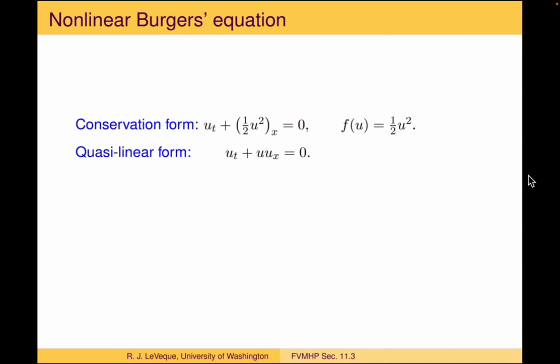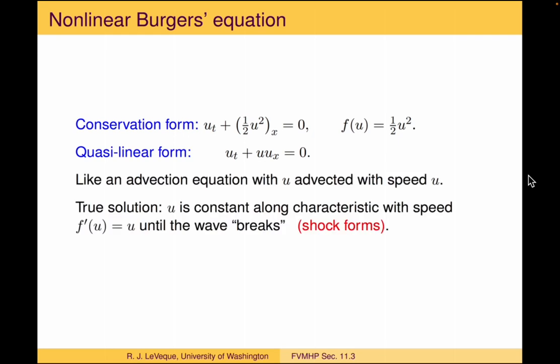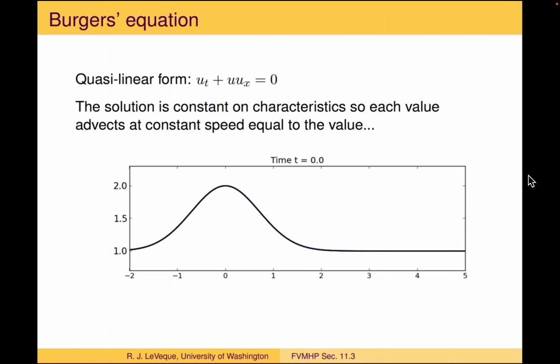Okay, so if we go back to Burgers' equation, which we'll talk about for a moment just because it's a little simpler to work with, the flux function is again a quadratic flux, but just 1/2 u squared. In quasi-linear form, it looks like an advection equation, but with the solution advecting with speed u. So the characteristics are straight lines with constant slope equal to u, and the value of u is constant along each of those characteristics until you potentially have a shock forming.